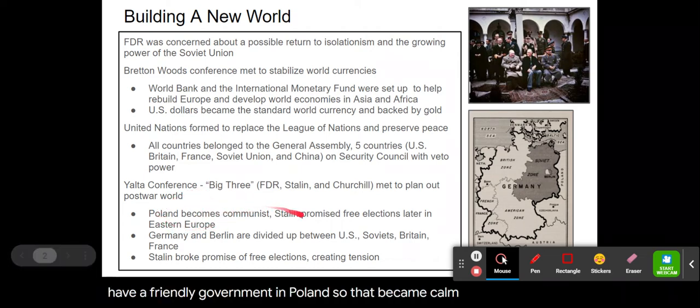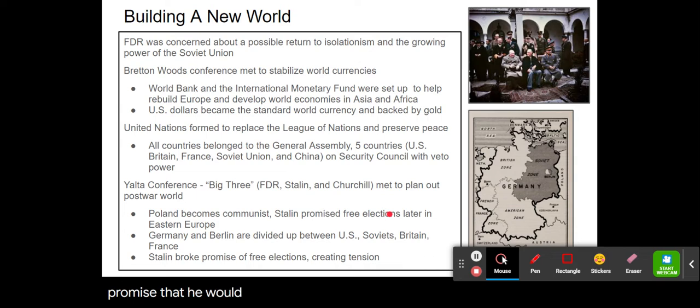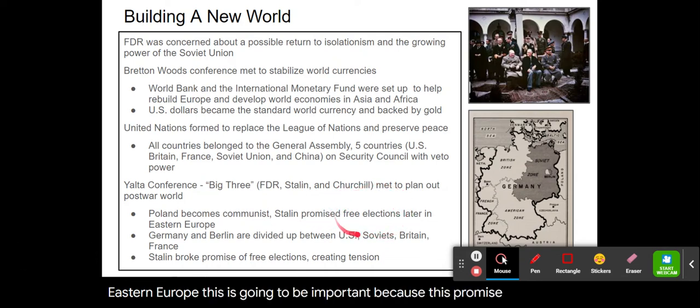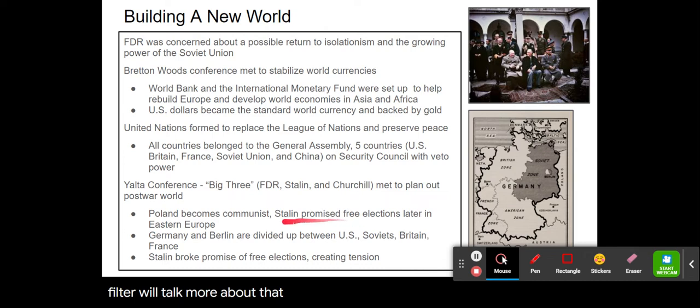So that became communist. And Stalin promised that he would hold elections later, because that's democracy, right? And later on in Eastern Europe. And this is going to be important because this promise never gets fulfilled. And we'll talk more about that in a minute.